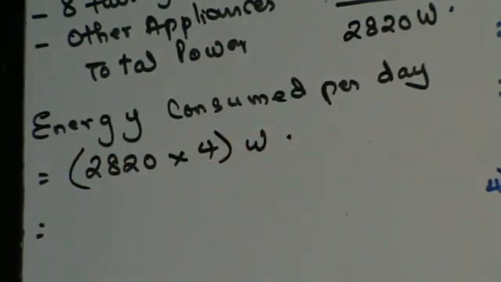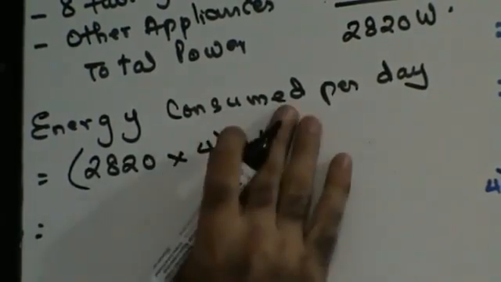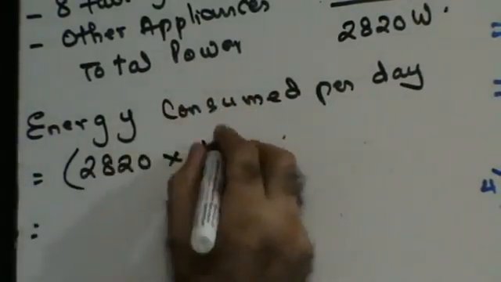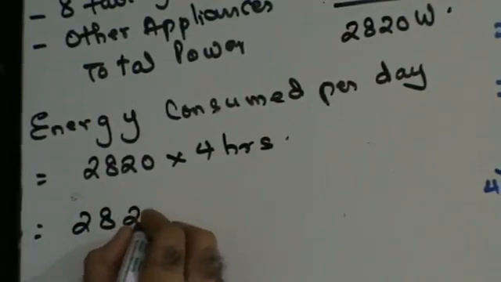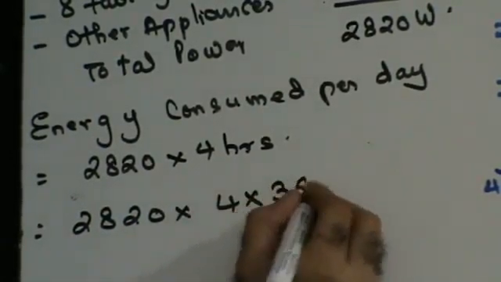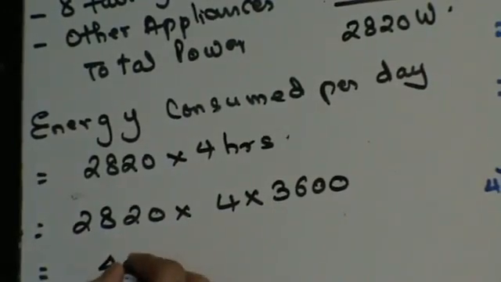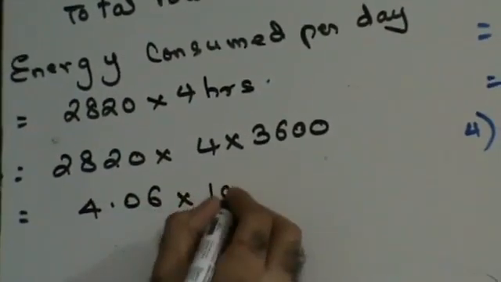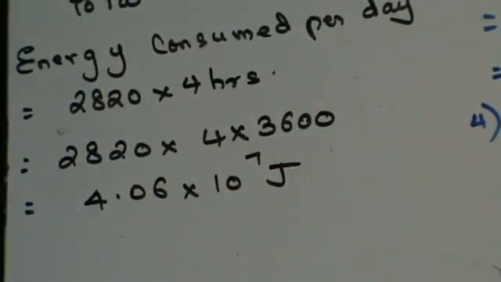Since I have to pay electricity bill, I have to convert this into joules. Now before I do that, this is 4 hours. I'll have to convert that into seconds, so 2820 into 4. To convert from hours to seconds, I have to multiply by 3600. So this can be written as 4.06 into 10 raised to 7 joules. This will be the energy consumed by the appliances per day.